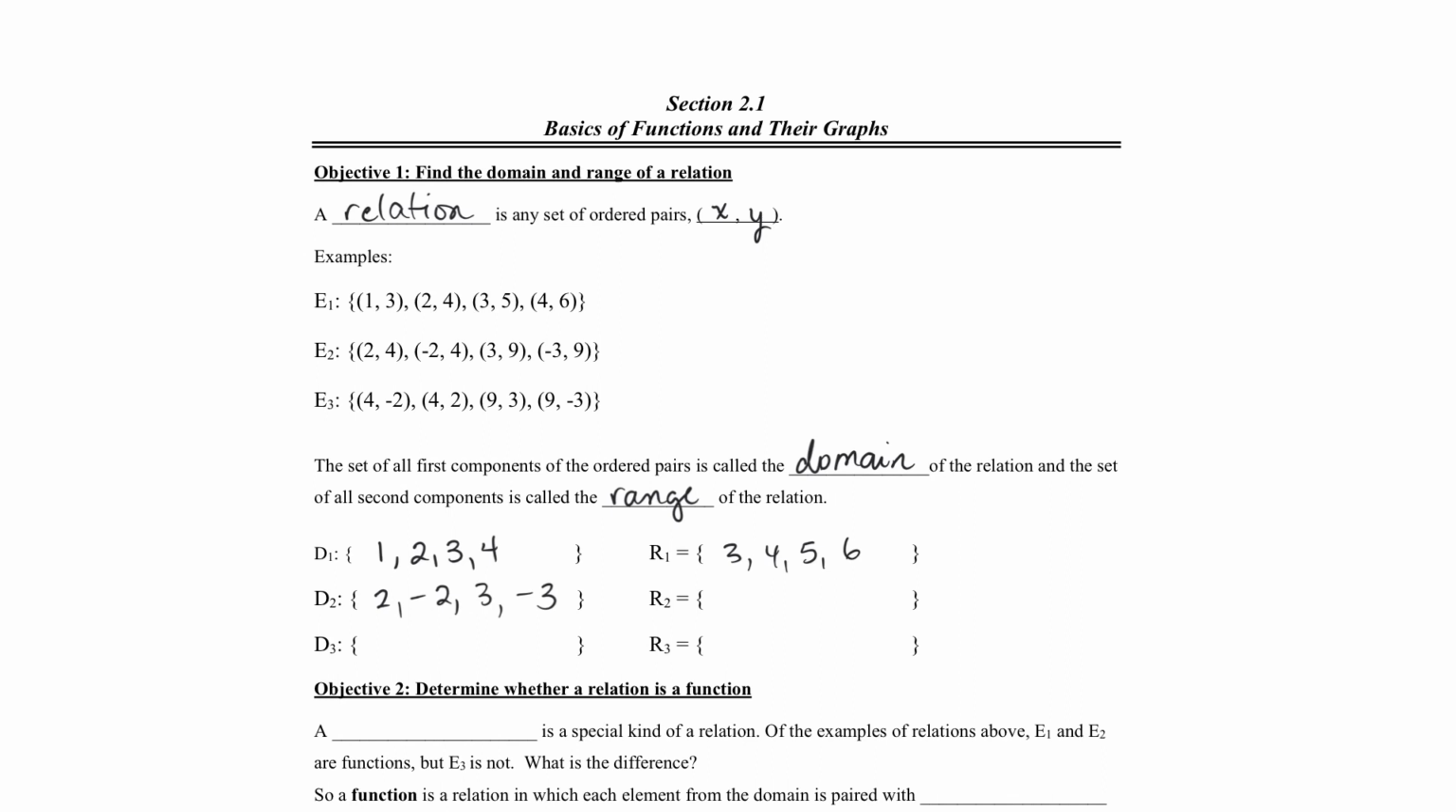So one thing that we have to talk about is because I have 4, 4, 9, 9. When we're using set notation, we don't put repeated elements more than once. So the range on this one is just 4 and 9. And the same thing's going to hold true for example 3 on the domain. I only have 4 and 9. But the range is going to be -2, 2, 3, -3. So there's 3 examples of relations and the domain and range of each of those relations.